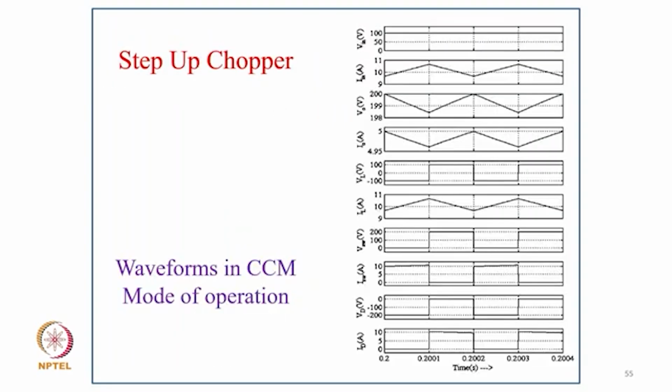Now the waveform for step-up chopper. You can clearly see how your input current is continuous with a small ripple. Then output voltage also has some ripple. Then output current also typically has a ripple. Then inductor voltage, inductor current, switch voltage, switch current, diode voltage and diode current are all shown here.